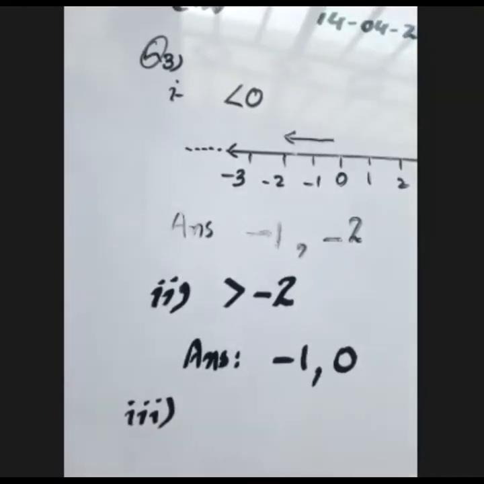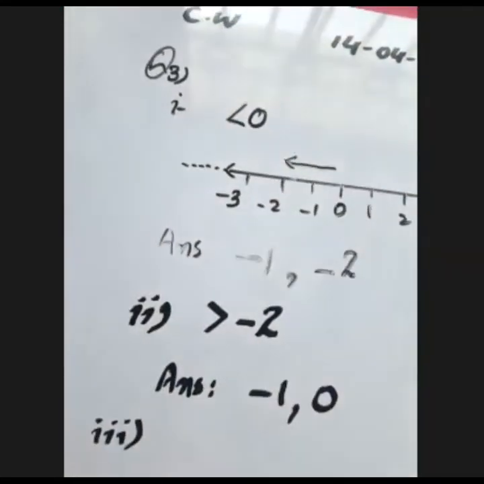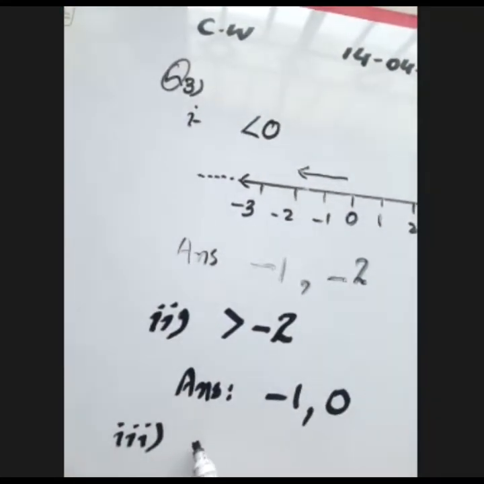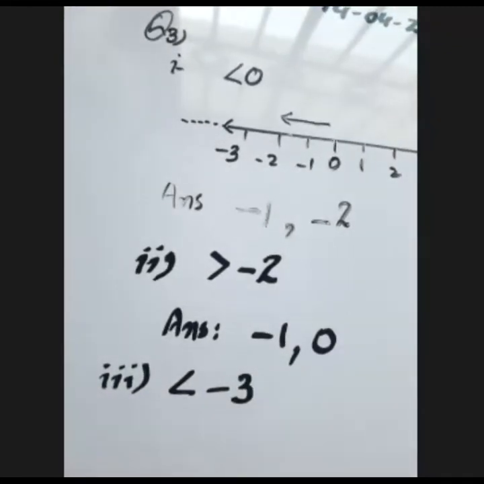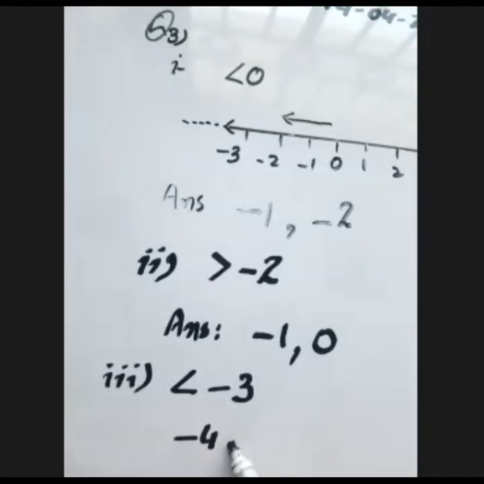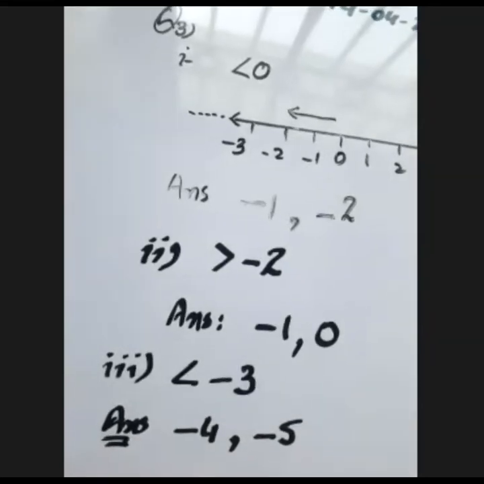In the third part, the question is saying the two integers which are less than minus 3. So you have to mention integers less than minus 3. Move towards the left hand side of the number line, and you will see that minus 4 and minus 5 are the two integers which are less than minus 3. This is the answer to the third part.